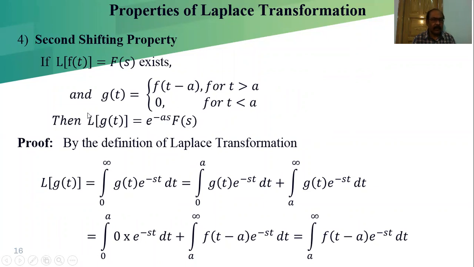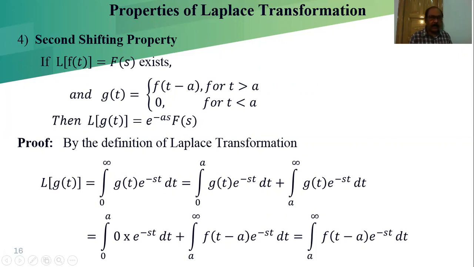Then the Laplace transformation of g(t) equals e to the power minus as F(s). F(s) is the Laplace transformation of f(t), and this is f(t minus a). If we take a equal to 0, we will get f(t), whose Laplace transformation is F(s).